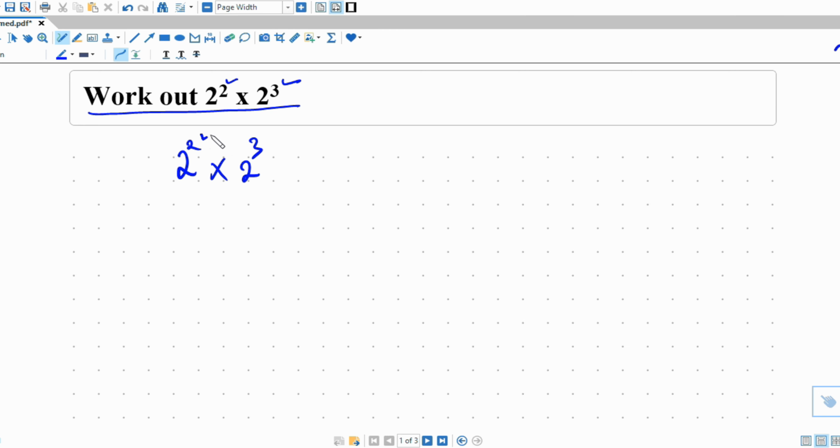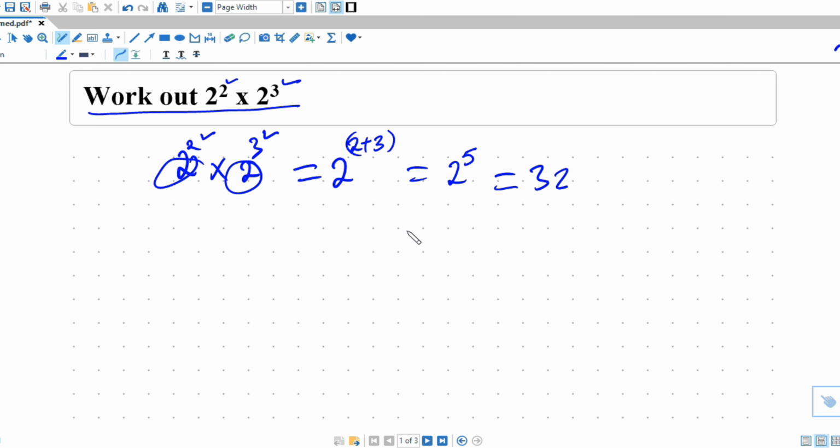According to the product rule, we are going to add, so we shall have 2 raised to 2 plus 3, which is 2 raised to 5. And 2 raised to 5 is obviously 32. Now, to make this evident, we know that 2 raised to 2 is the same as 2 by 2. This gives us 4.